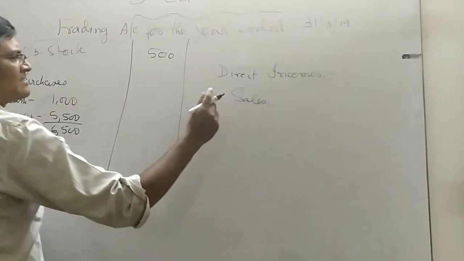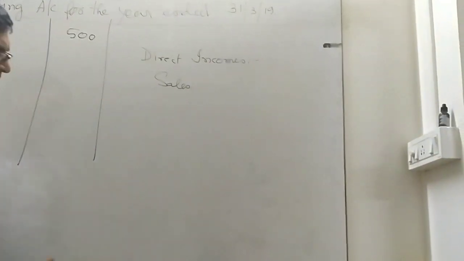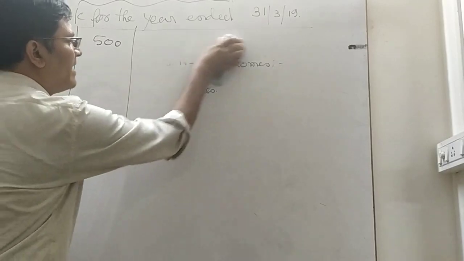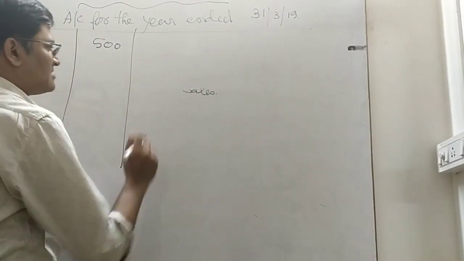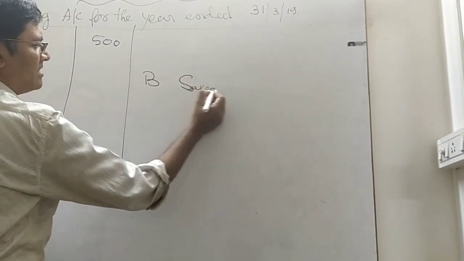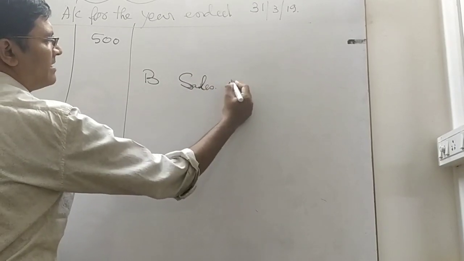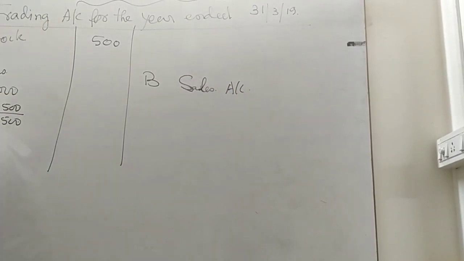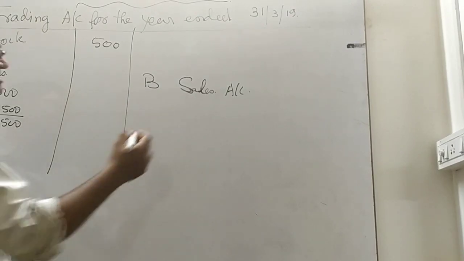Next item is cash sales. There is only one cash sales. So we will be writing by sales. By sales account. How much? 9000 is the cash sales.